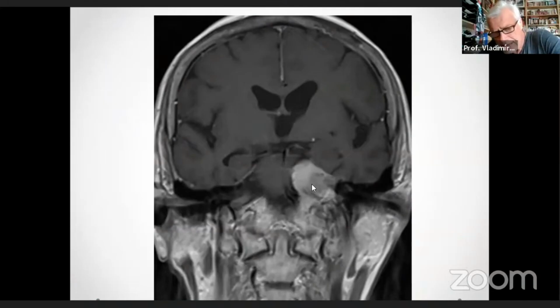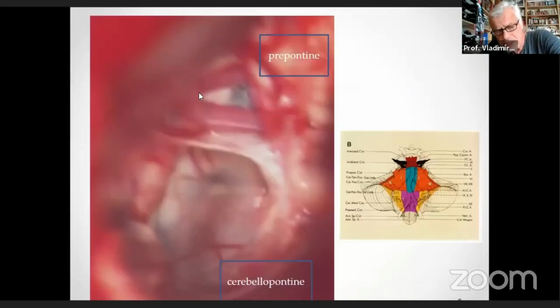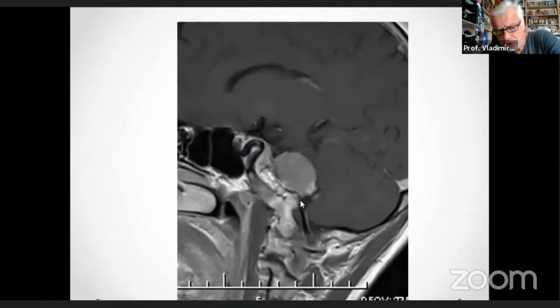This is the other case. This is a petrous bone or superior petrosal sinus meningioma, but the one which starts growing posterior to the fifth nerve. And you see that after resection, you have the prepontine cistern along with the superior cerebellar artery and the cerebellopontine cistern, and all the arachnoid walls are well preserved, undamaged. Even the division between the two cisterns is left untouched. And this is how the surgery should look.